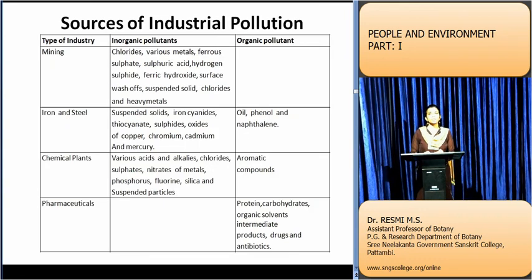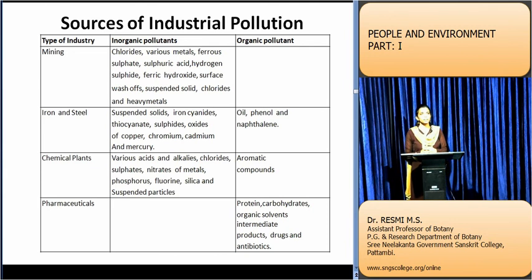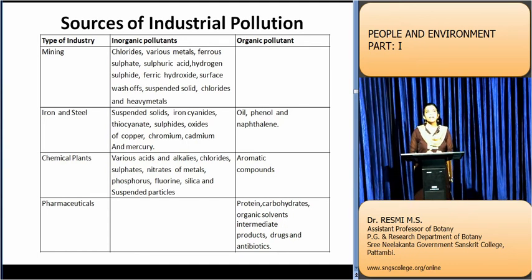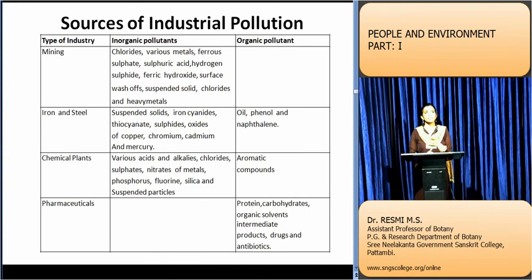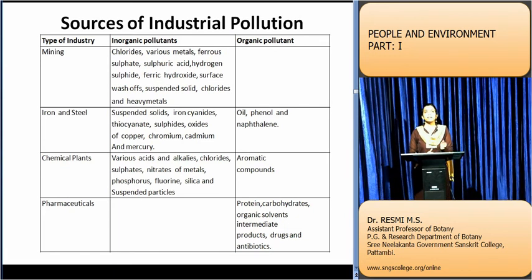These can add up to water pollution, which is linked to industrial pollution. There are certain types of industries which can have a direct or indirect effect on water pollution, and one such is mining, which releases inorganic pollutants such as chloride, various metals, ferrous sulfate, sulfuric acid, washed suspended particles, heavy metals, etc. into water bodies. And then iron and steel industries can give both inorganic as well as organic pollutants into water bodies. Inorganic pollutants include suspended solids, cyanides, thiocyanides, sulfide, copper, mercury, cadmium, heavy metals, etc. Whereas organic pollutants can spill oil, phenol and naphthalenes into the water body.